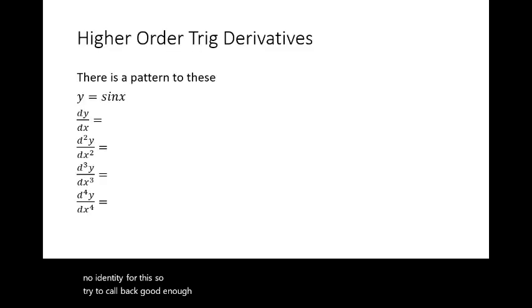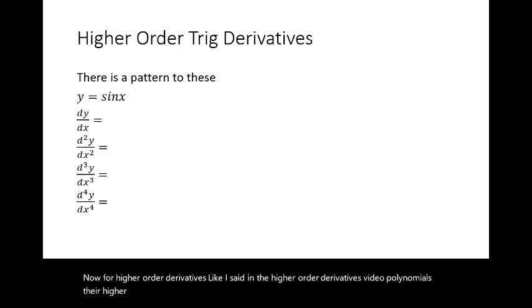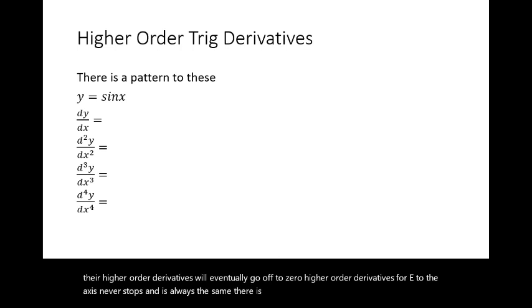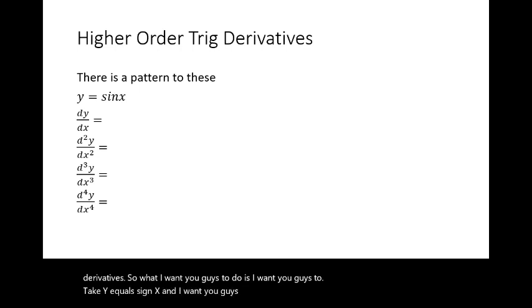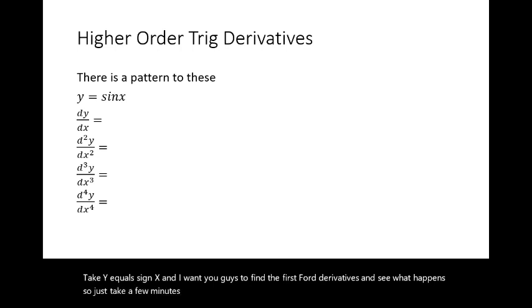Now for higher order derivatives, like I said in the higher order derivatives video, polynomials, their higher order derivatives will eventually go off to 0. Higher order derivatives for e to the x just never stops and is always the same. There is a pattern to some of the higher order trig derivatives. So what I want you guys to do is take y equals sine x and find the first 4 derivatives and see what happens. So just take a few minutes, pause the video, and look for patterns with the first 4 derivatives.